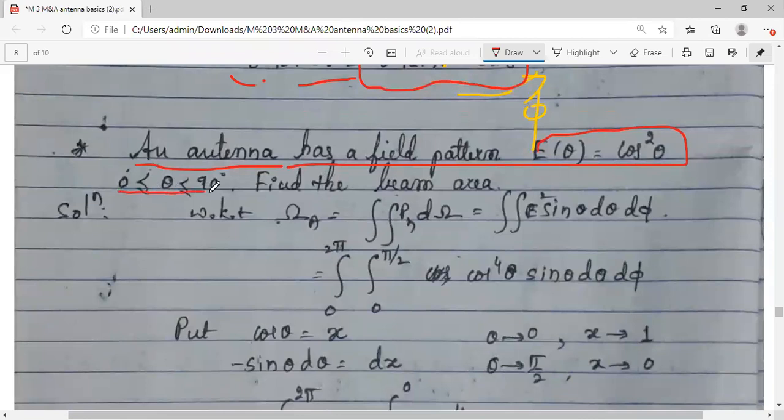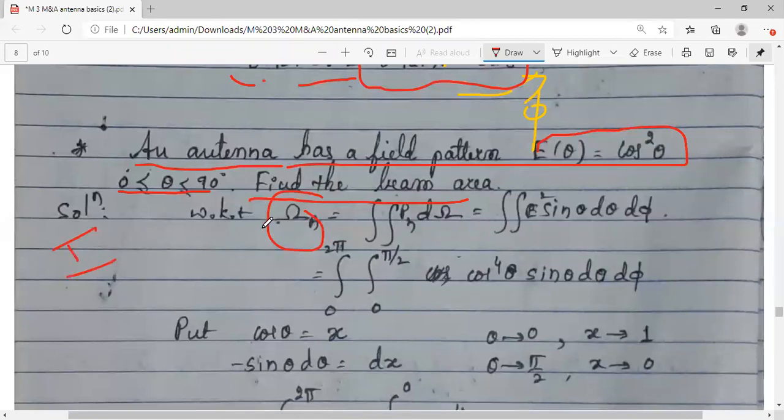So the theta angle limit is also given to you. This time, you are asked to find the beam area, that is omega A they want, not the HPBW and all. So we have two methods here. One we call the approximate method, and one we call the exact method. In both ways, we should get approximately the same answer. So first let us start with one method.